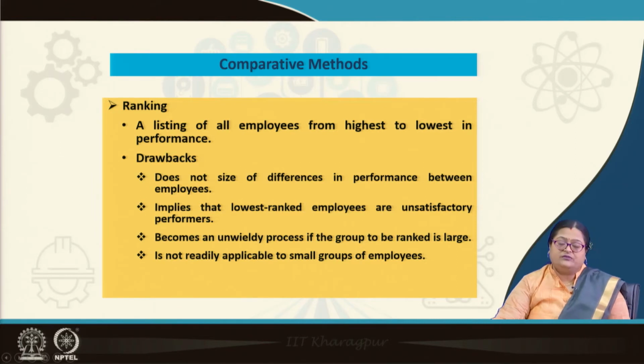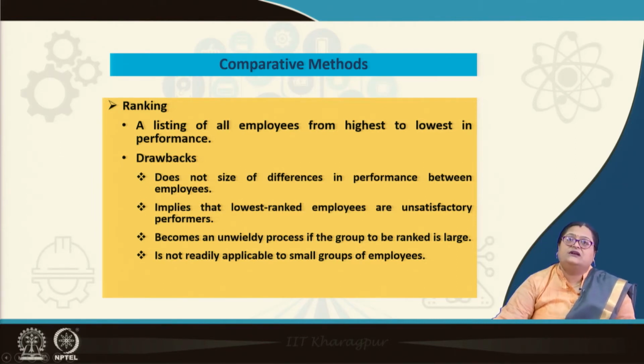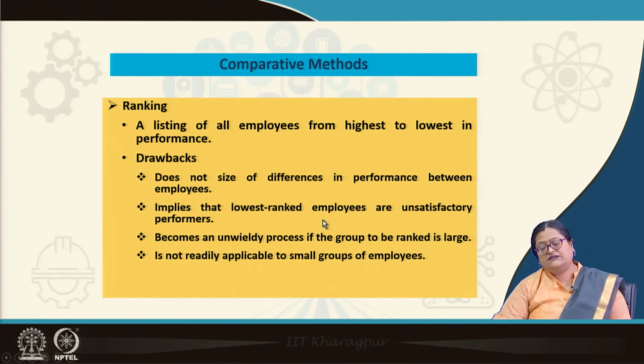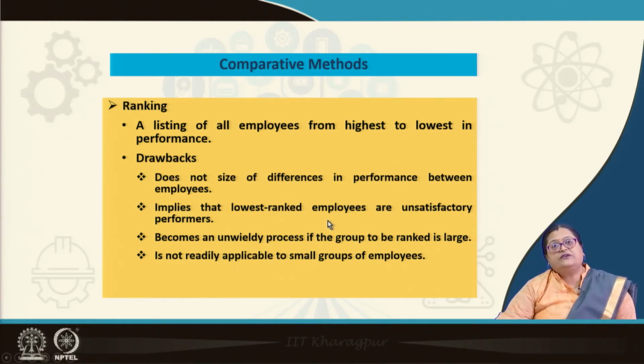There are comparative methods which we call ranking methods, a listing of all employees from highest to lowest in performance. The drawbacks are: it does not take into consideration the size of differences in performance between the employees. Implies that lower ranked employees are unsatisfactory performers. Becomes an unwieldy process if the group to be ranked is very large. It is not readily applicable to small groups of employees.